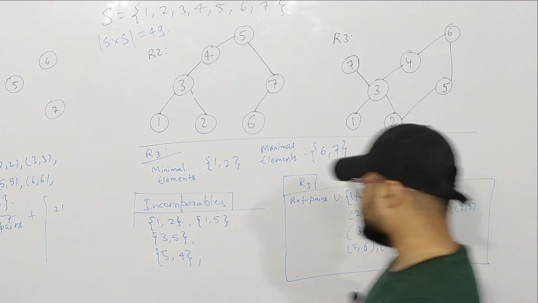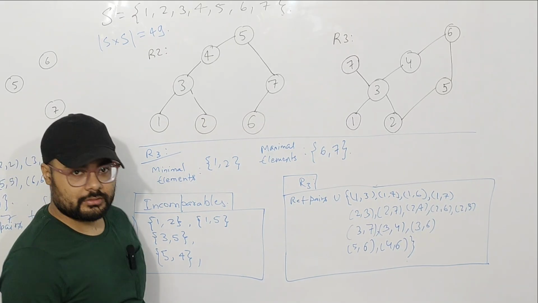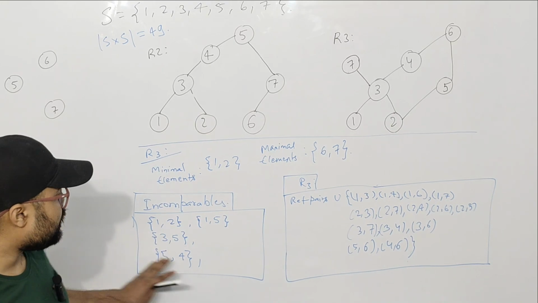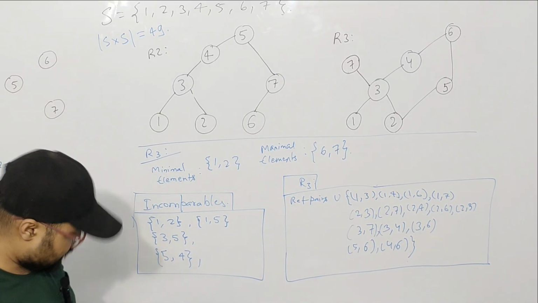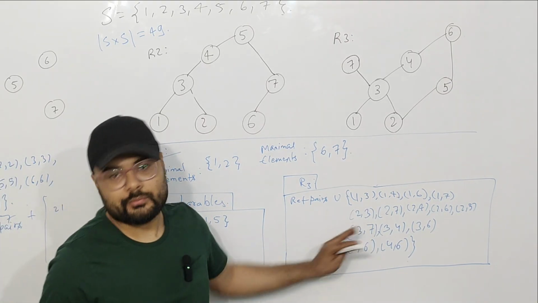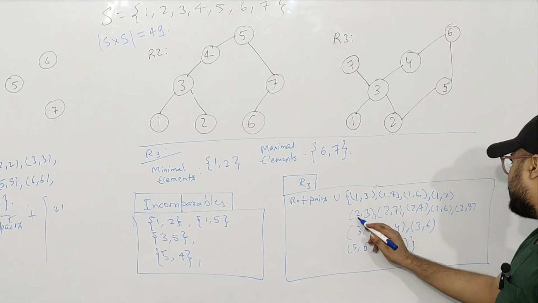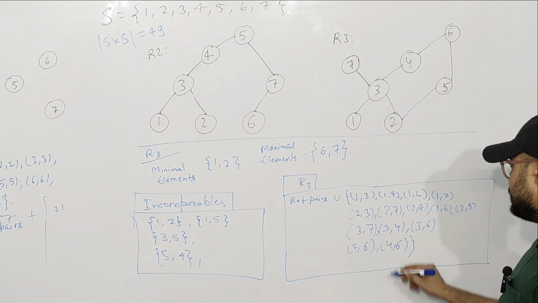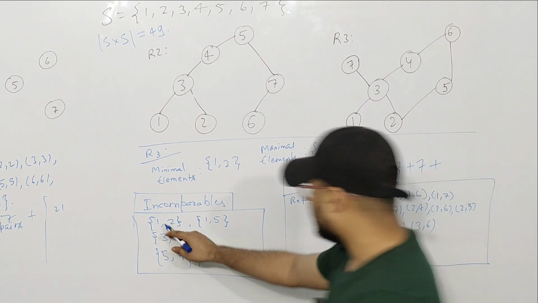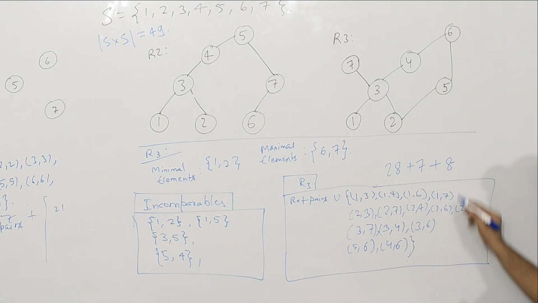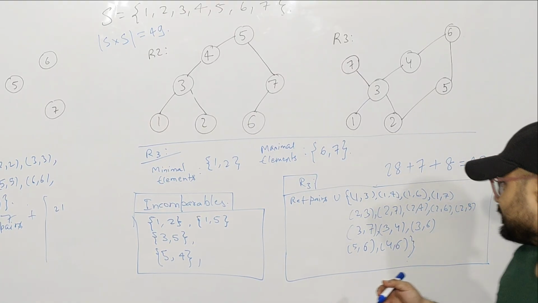Are we missing anything? That we can check by counting: 2 into the number of elements in incomparables, plus 2 into the number of ordered pairs, plus the number of reflexive pairs. Their sum has to be equal to 49. If it does not come to 49, it means we have done something wrong. 1, 2, 3, 4, 5, 6, 7, 8, 9, 10, 11, 12, 13, 14. 2 into 14 is 28, plus 7, plus 1, 2, 3, 4, plus 8, 34, 35, 43. So there's something wrong somewhere.